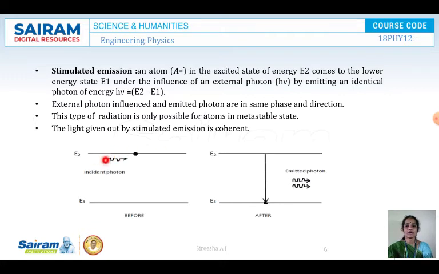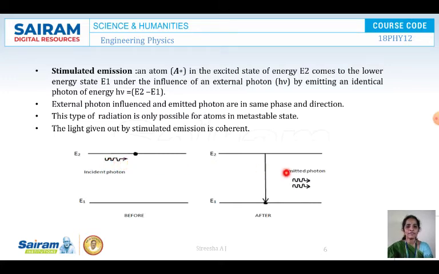If E2 is a metastable state, the atom sits in this state for a period of 10 to the power of minus 3 seconds. That means it is not as short as an excited state and at the same time not as long as the ground state. So when the atom is sitting here for a certain period of time, if an external source of photon is incident on such a system, it will call this atom to come down. This path will be unaffected.